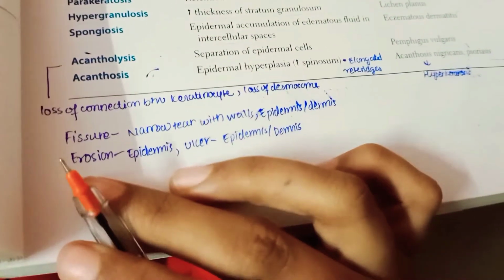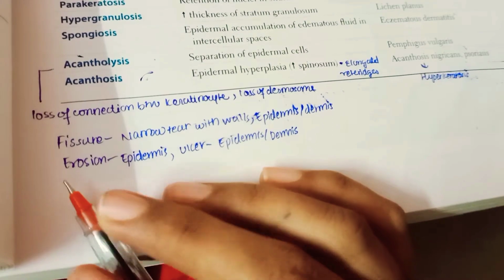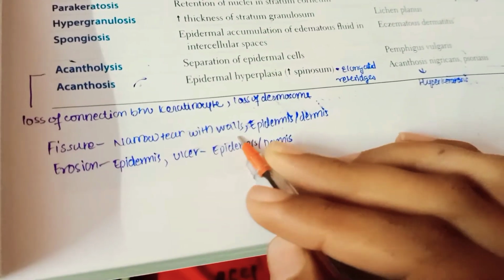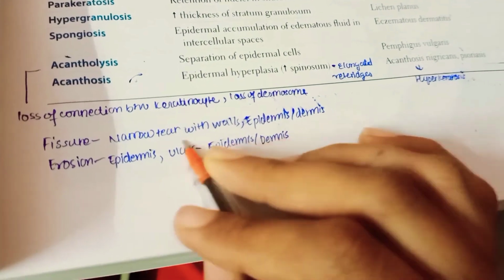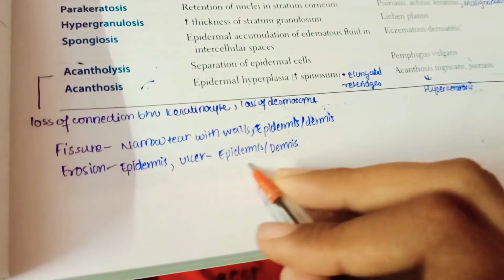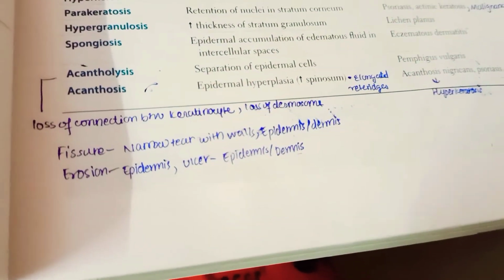So actually there are three types of things you can see. A fissure in the skin is a narrow tear with steep walls, involving epidermis and dermis. It involves all layers. Erosion is where it only involves the epidermis. An ulcer involves the epidermis and dermis.